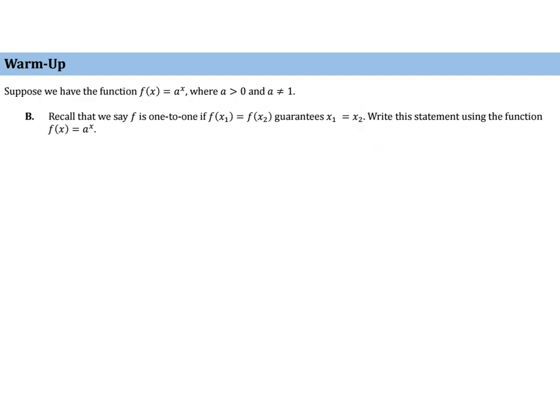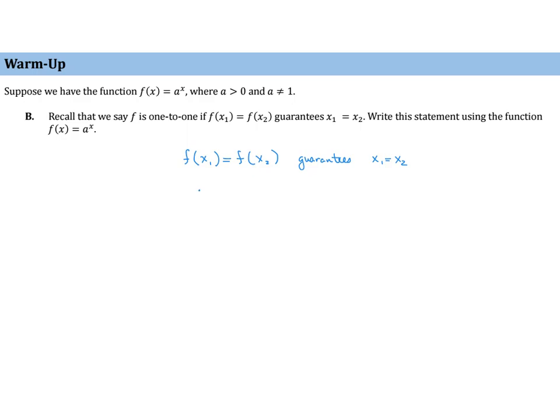Now since it is 1 to 1, remember the definition of 1 to 1. If two outputs are the same, then the only way that happened is if the inputs were the same. So let's look at that statement in relation to our exponential function. What we're saying is f of x1 equals f of x2 guarantees x1 equals x2. So according to our function f, this is a to the x.